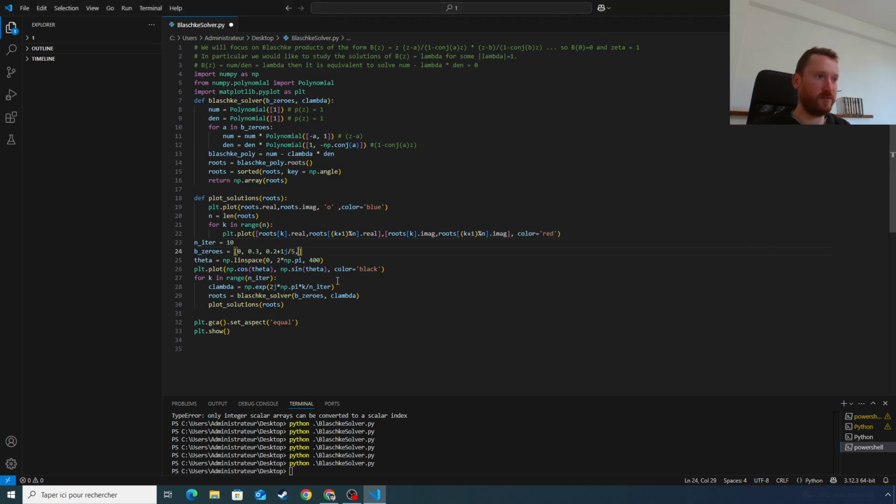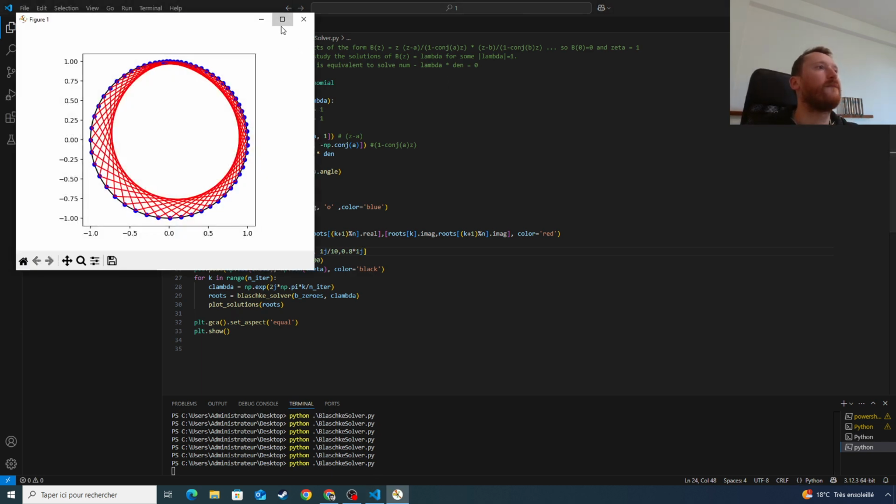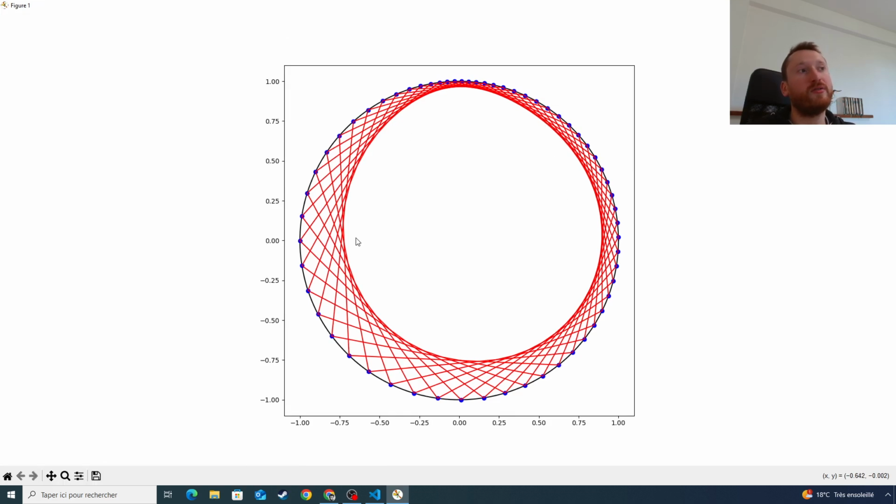We can try with more zeros also. 0.2, 1j over 10, 0.8 plus times 1j. There are many zeros. Let's see what happens. Okay, now we get a really strange curve. It's clearly not an ellipse, but it has this property that it is inscribed in a family of polygons.